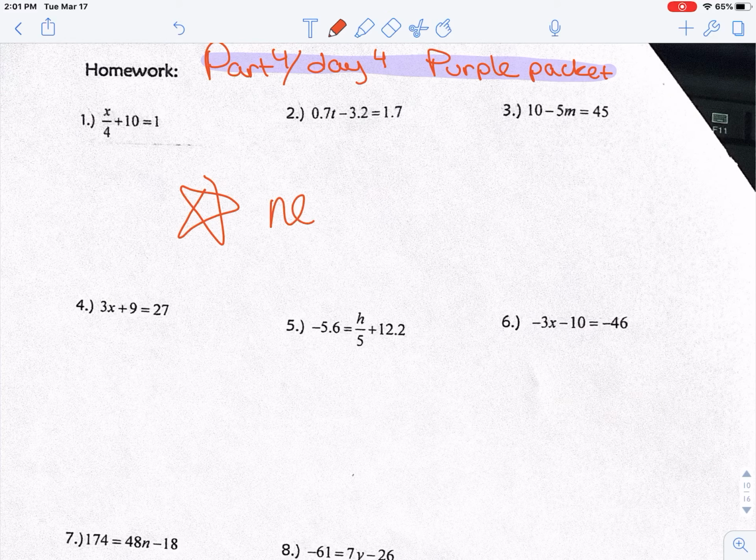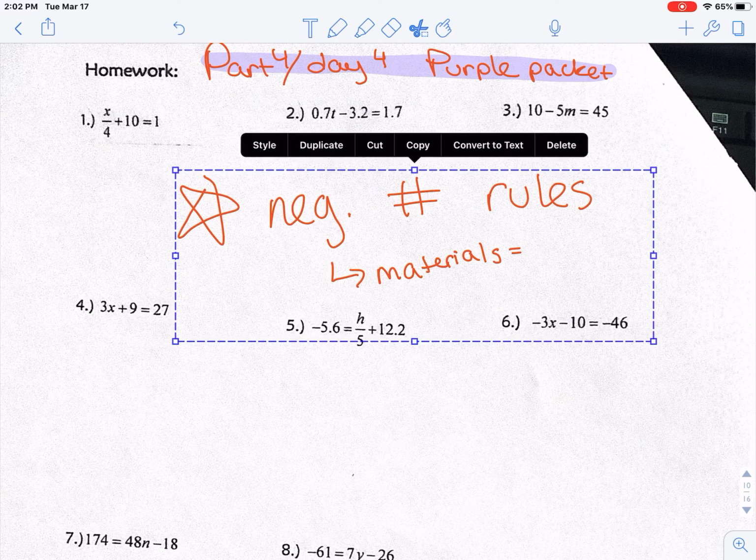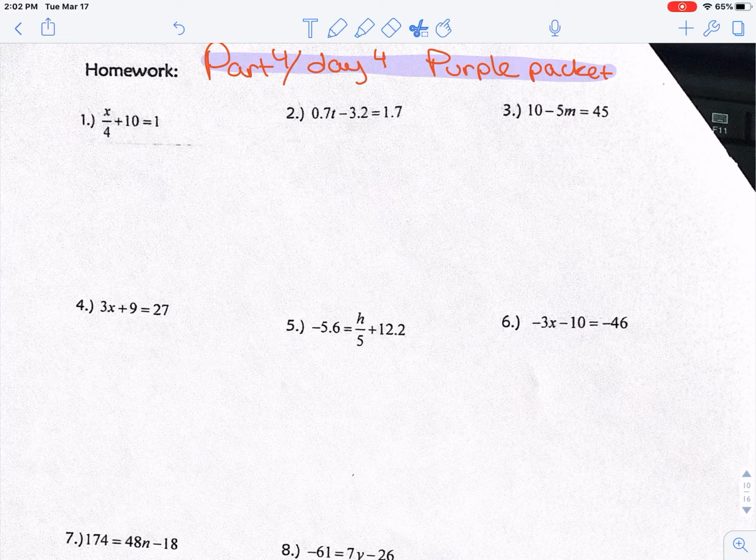But before I forget, I will write it big here. I did post a negative number rules review on your Google Classroom under materials. Okay, it is under materials. So if you forget what a positive plus a positive is, that's a positive. Negative plus a positive, it depends. All that kind of stuff is all under this section. So if you weren't confident on those, please make sure you review them.